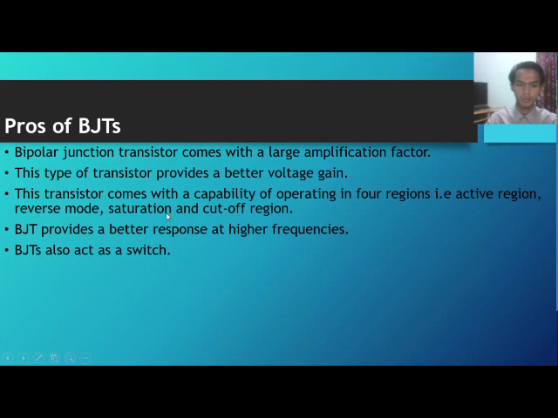Pros of BJTs. Bipolar junction transistors come with a large amplification factor. This type of transistor provides a better voltage gain. The transistor has the capability of operating in four regions: active region, reverse mode, saturation, and cut-off region. BJT provides a better response at higher frequency. BJTs can also act as a switch.